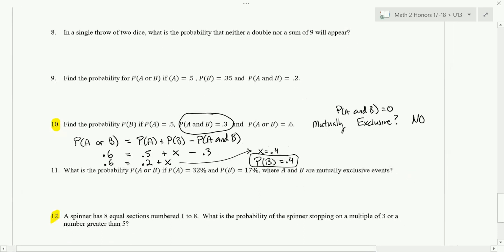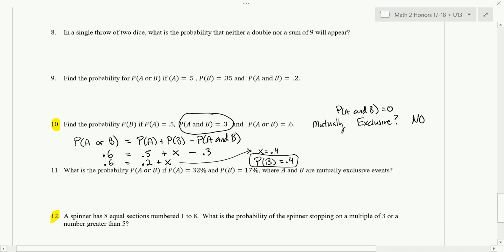Are you guys following this? Yeah. Probabilities are always between 0 and 1. If you get a negative probability, there's something wrong. It could be 0, it could be 1, so we include those, but never outside that range.